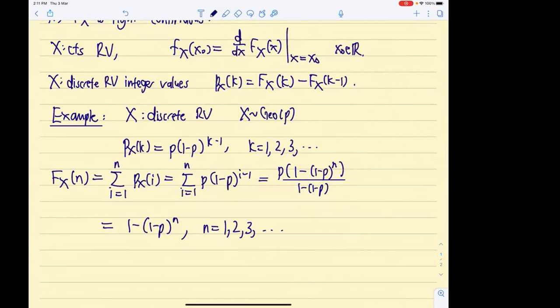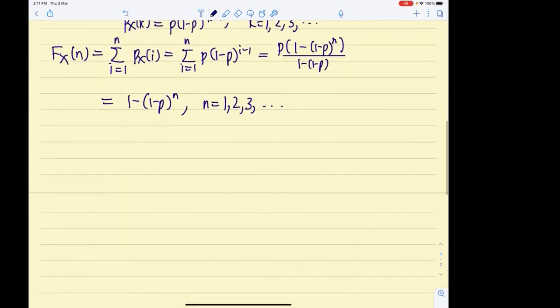So how does this look? Let's graph it, because I like to visualize things. It takes on values on the integers, and in particular on the positive integers. So how does this look?